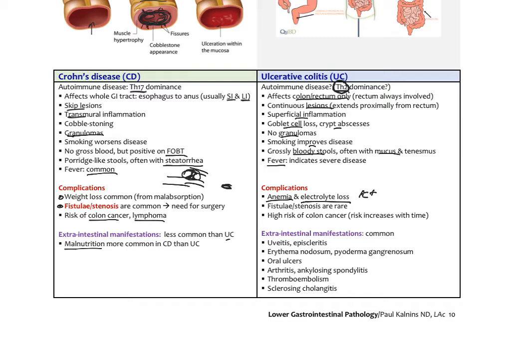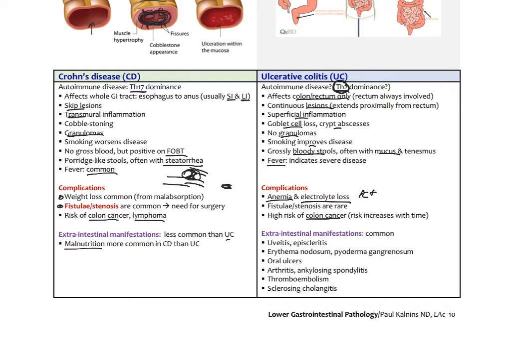Fistula and stenosis are rare in UC, and there is a very high risk of colon cancer here. So both are associated with cancer. Lymphoma is a little bit more with Crohn's, but both are associated with colon cancer. More common extraintestinal manifestations here.